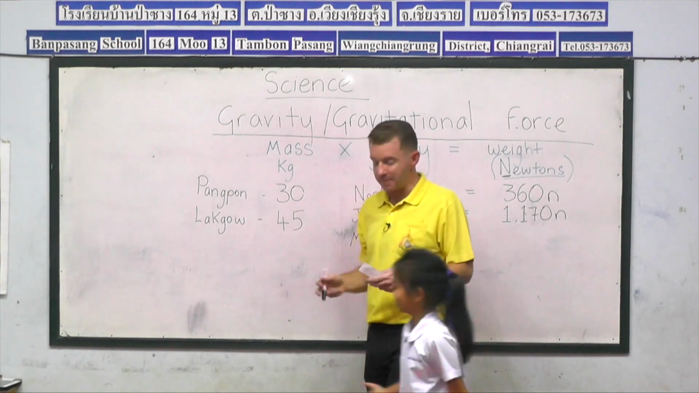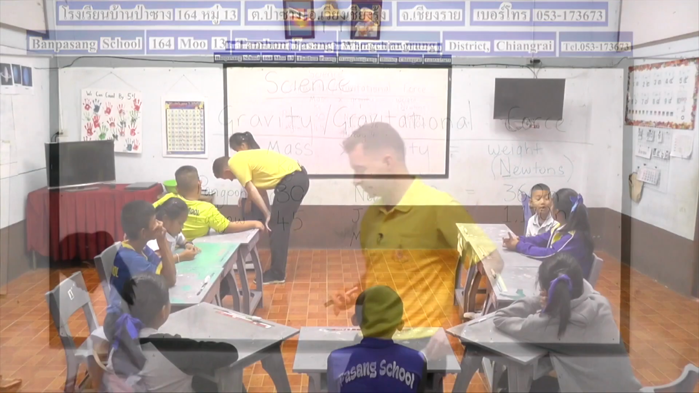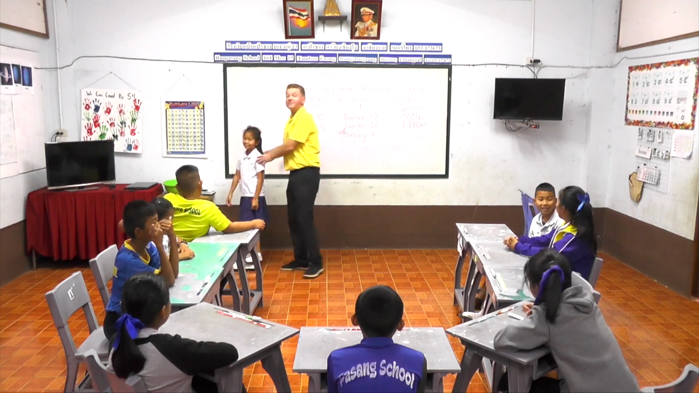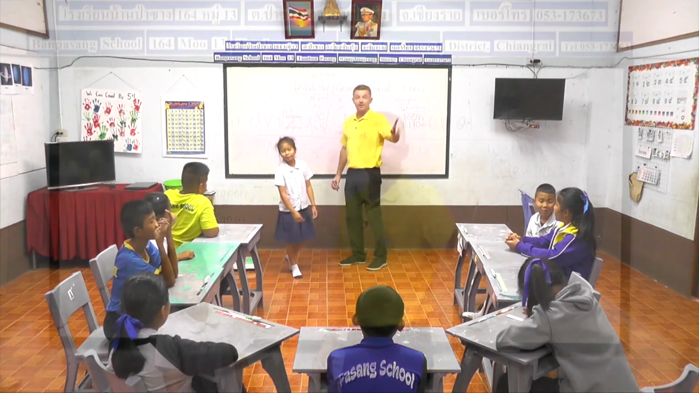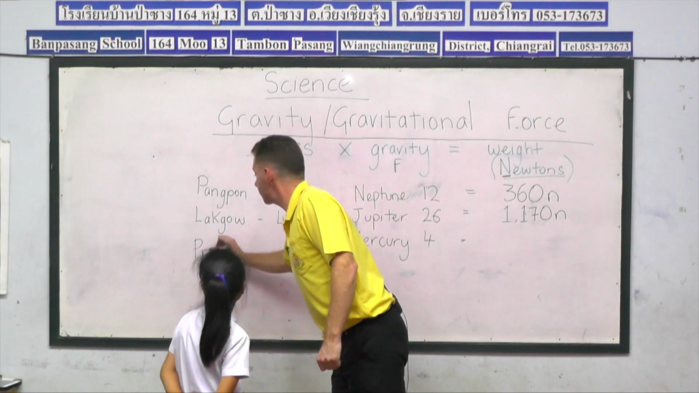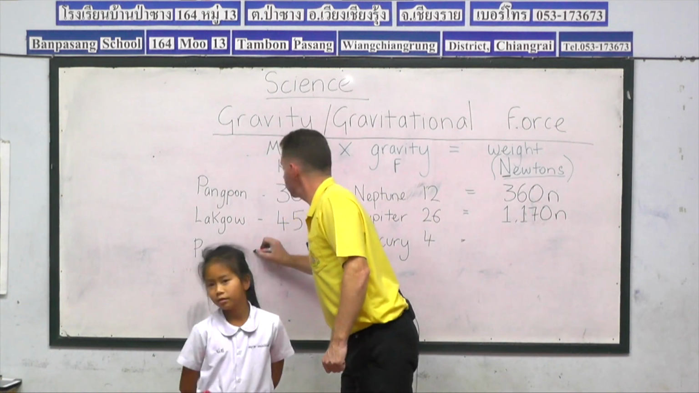And now it's time for Prel to take to the scales. Let's see what your mass is on planet Earth. What do we think, 25? Okay, 25 kilograms. Prel's mass on planet Earth is 25 kilograms.